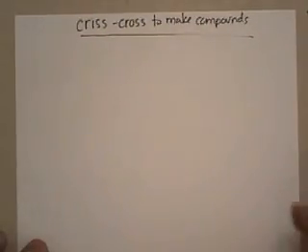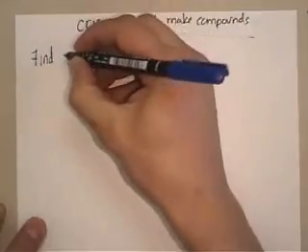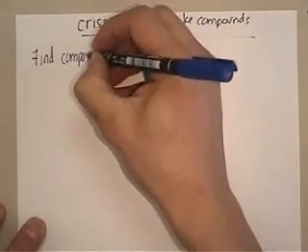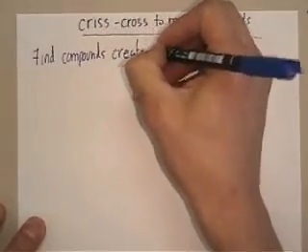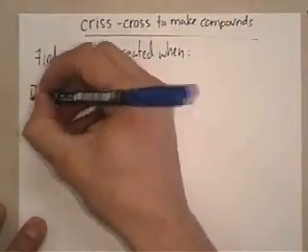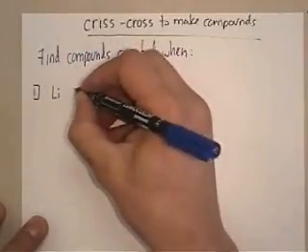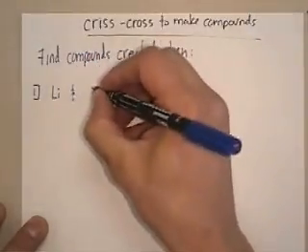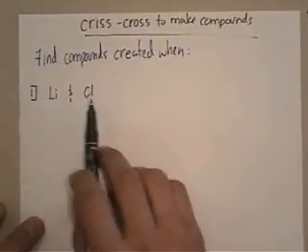Let's say that we are going to crisscross. So we're going to find the compounds created when... Let's see. Let's go with something like lithium and chlorine. So what you need to do is look up lithium and chlorine physically on your periodic table.